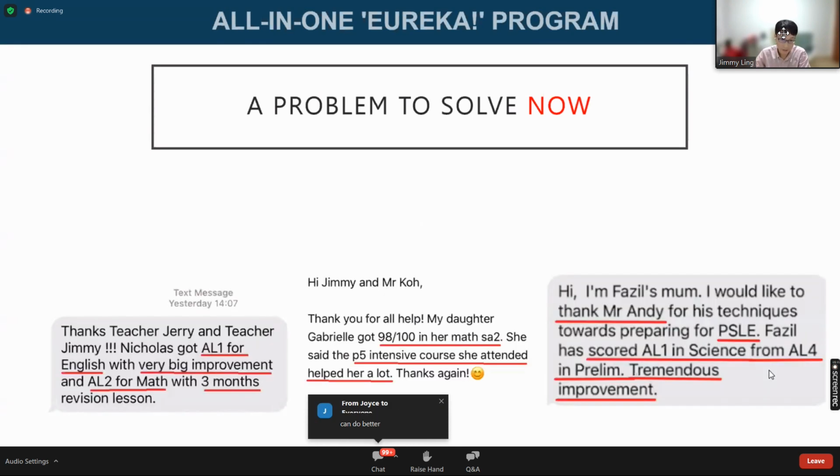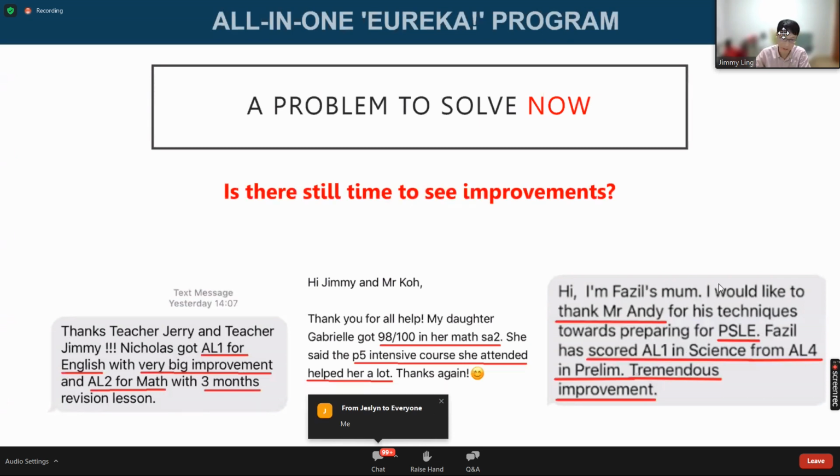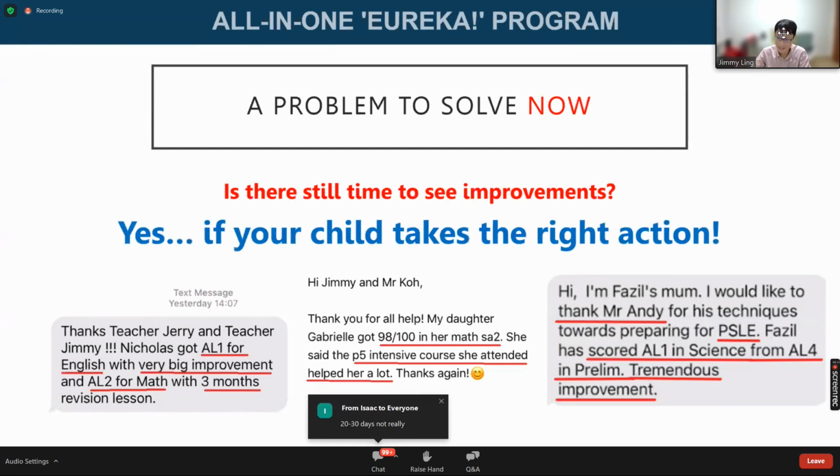But of course, as you know, we only have one month plus left before PSLE and the final year exams. Is there still time to see improvements? What do you think, parents? Is there still time? We only have such limited time to the exams. So glad all of you are saying yes. Some say no. The answer is yes, just as many of you say, provided your child takes the right action.